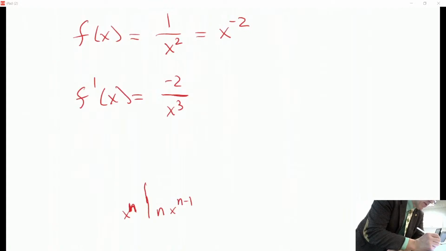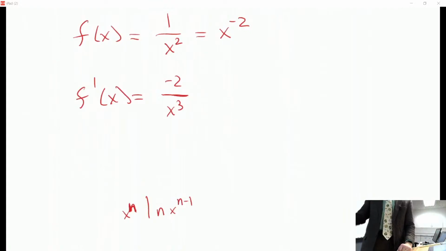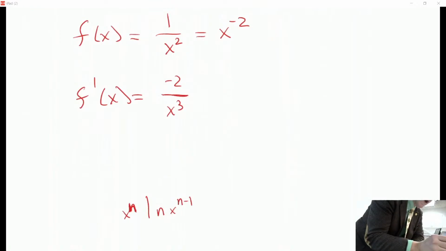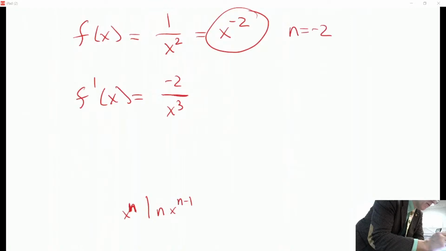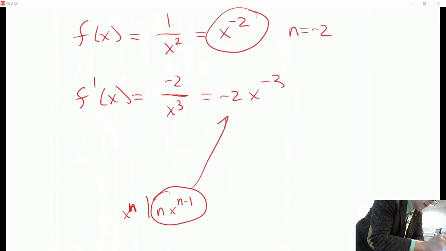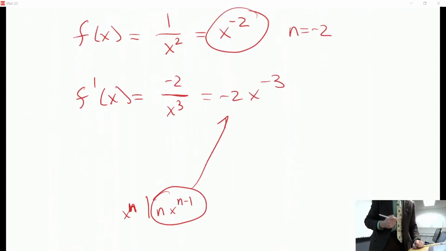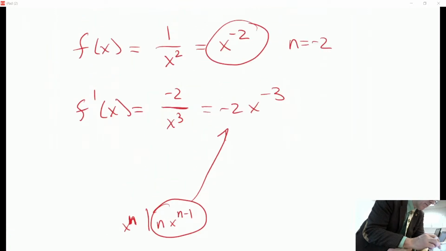Paste, there it is. So on the left, you have the function. On the right, you have the derivative. Notice that if you have x to the negative 2, then n equals negative 2. And so I could write this using this negative 2 x to the negative 2 minus 1, which is negative 3. And check it out, it matches up.